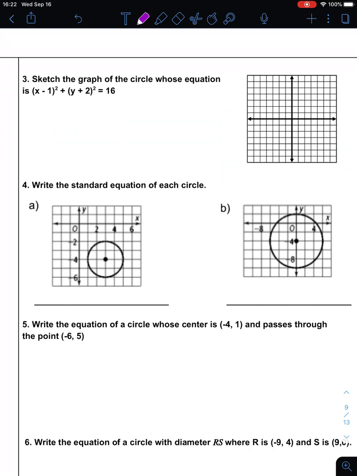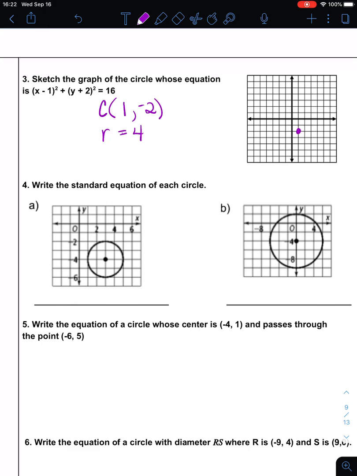So now let's look at these with a graph. Sketch the graph of the circle whose equation is x minus 1 squared plus y plus 2 squared is equal to 16. Well, to graph it, we need the center. So the center we can get straight from the equation. So it's x minus 1, so h would be 1, and y plus 2, so k would be negative 2. And then the radius squared is 16, so the radius would be 4.